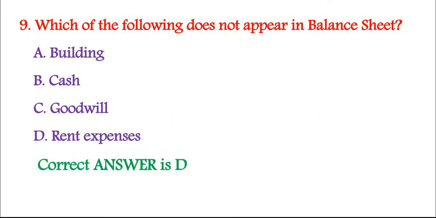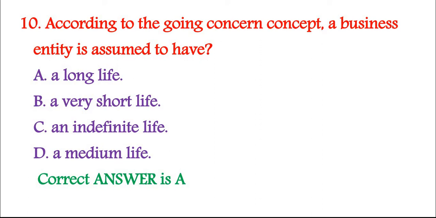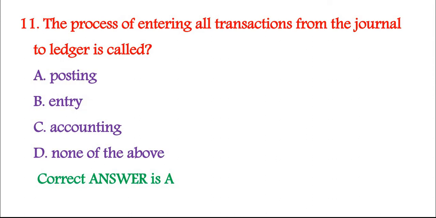9. Which of the following does not appear in balance sheet? A. Building. B. Cash. C. Goodwill. D. Rent expenses. Correct answer is D. 10. According to the going concern concept, a business entity is assumed to have: A. A long life. B. A very short life. C. An indefinite life. D. A medium life. Correct answer is A. 11. The process of entering all transactions from the journal to ledger is called: A. Posting. B. Entry. C. Accounting. D. None of the above. Correct answer is A.